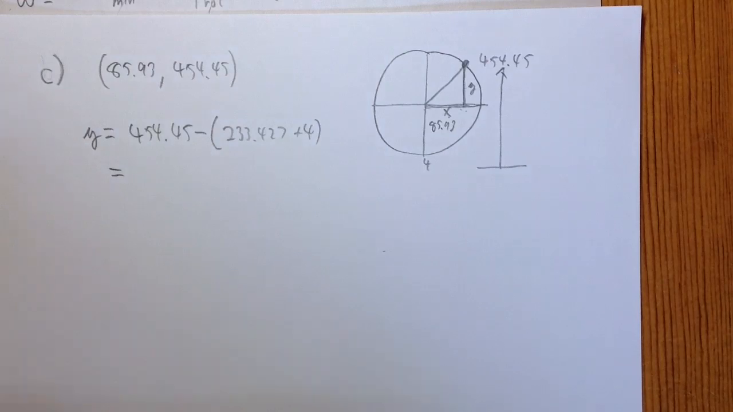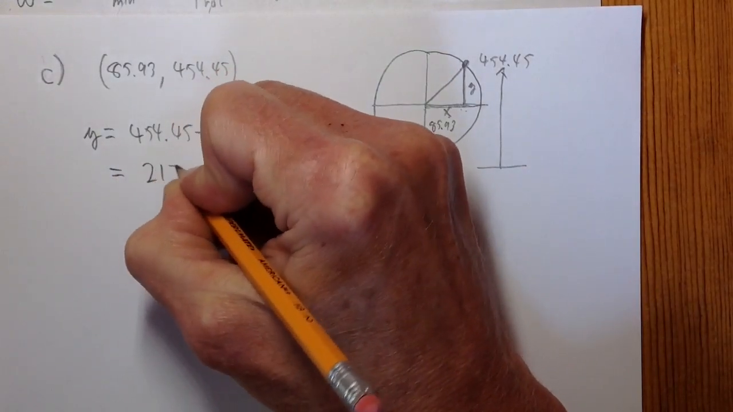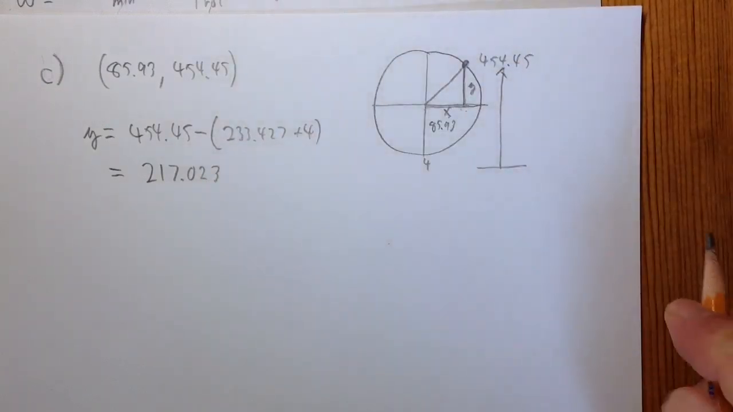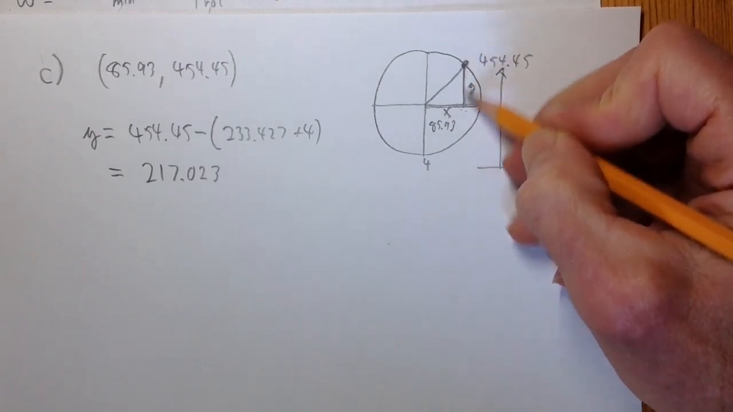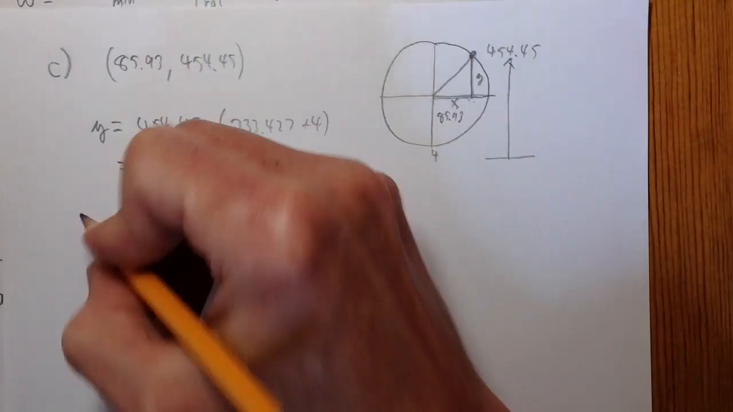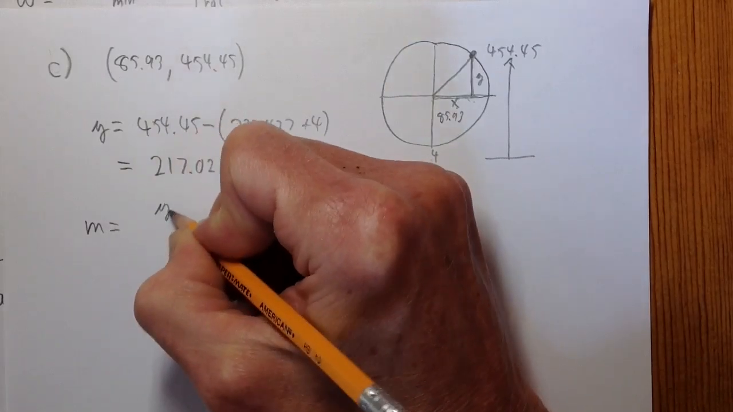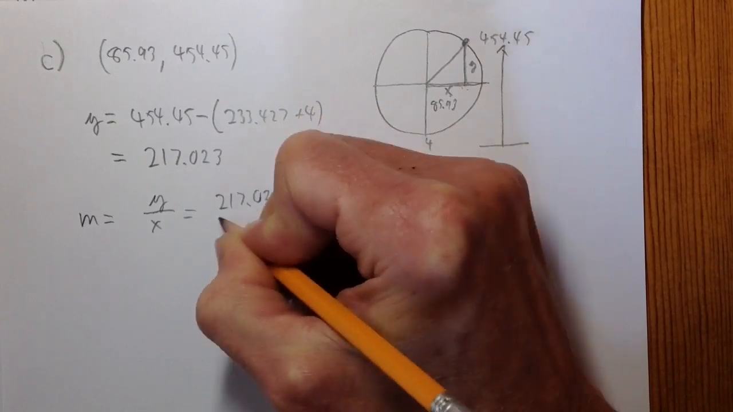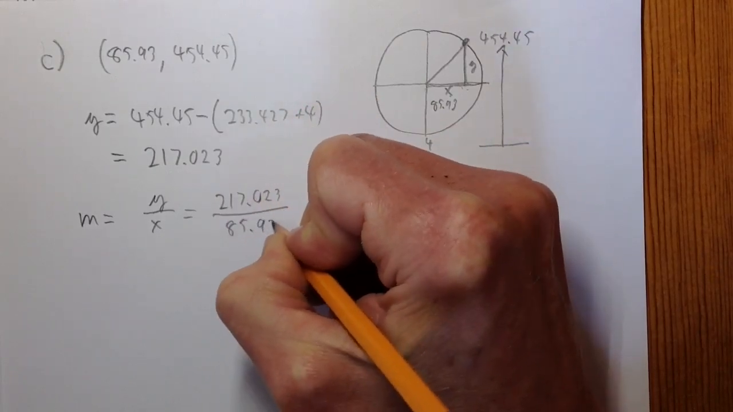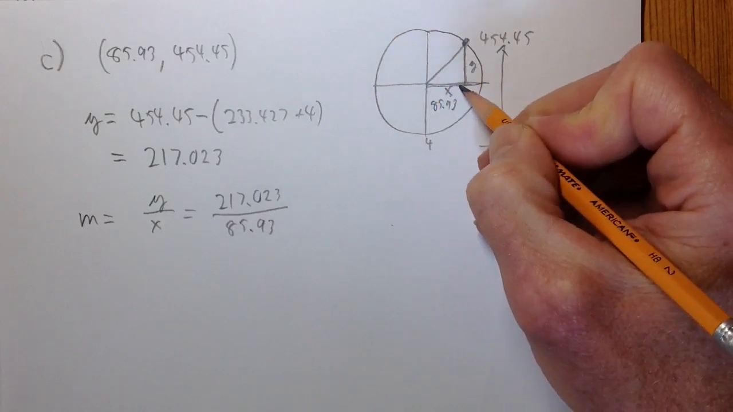So I get 454.45 minus 237.427, which is 217.023. That is her y value as she falls off. That's the value above the center here, right? Okay, so now the slope is just the y over x, which is 217.023 divided by 85.93. Right? Rise over run. So that looks right.